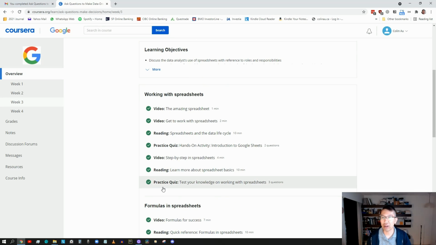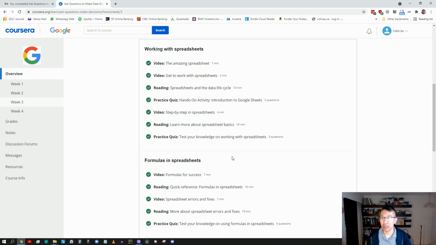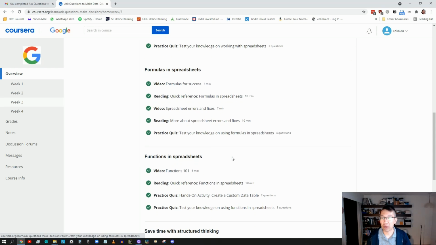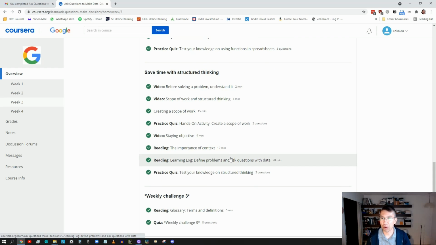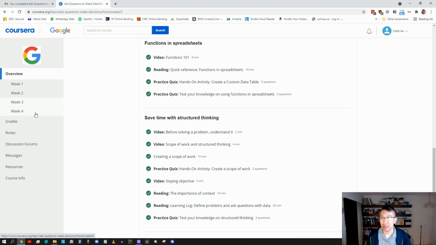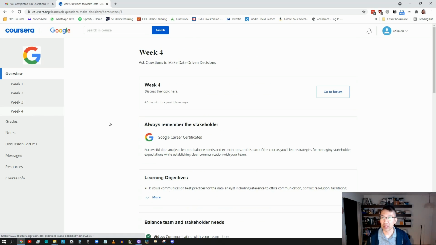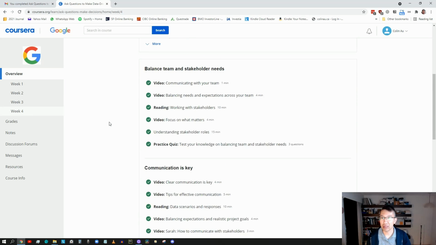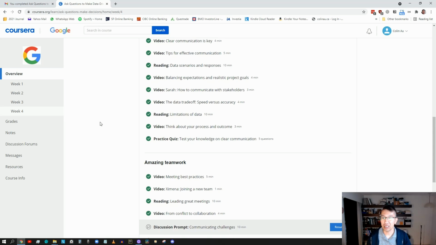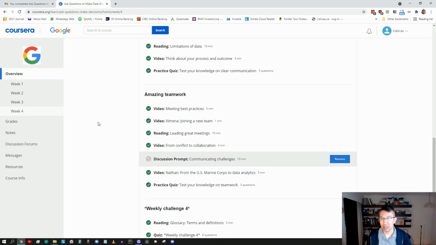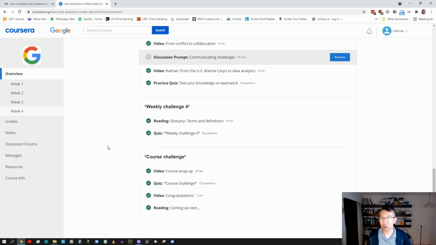Now this I found to be more practical in terms of working with data, and I think you'll find it more practical too. You need to actually do data analysis using spreadsheets, and overall I felt this week was more practical and more useful and more valuable to me. Fourth week, again talking about communication is key, no kidding. Amazing teamwork. And weekly challenge and course wrap up.